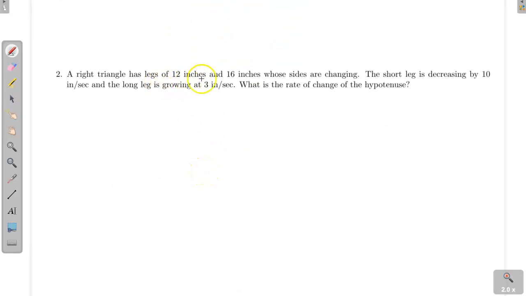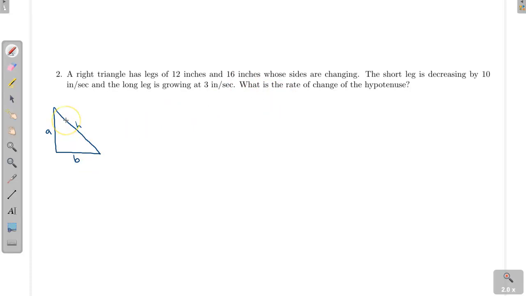All right, a right triangle has legs. The short leg is decreasing. The long leg is growing. What is the rate of change of the hypotenuse? So we have a triangle. We have two sides. Let's call them A and B. And the hypotenuse we'll call H. All right, so we need to relate H to A and B.